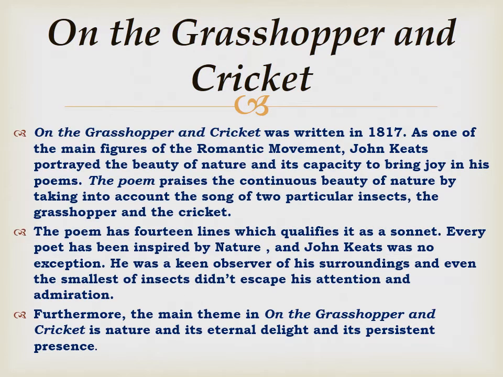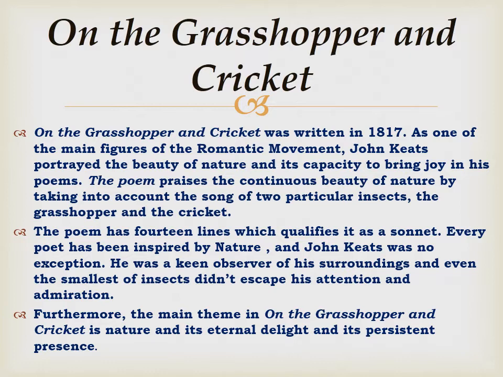On the Grasshopper and the Cricket was written in 1817. As one of the main figures of the romantic movement, John Keats portrayed the beauty of nature and its capacity to bring joy in his poem. The poem praises the continuous beauty of nature by taking into account the song of two particular insects, the grasshopper and the cricket.